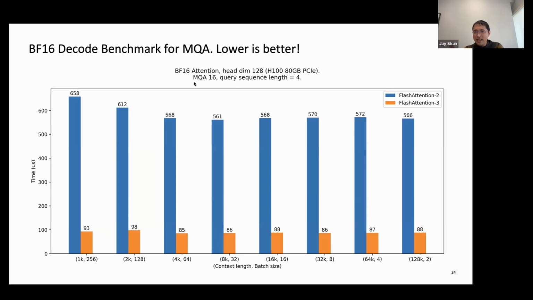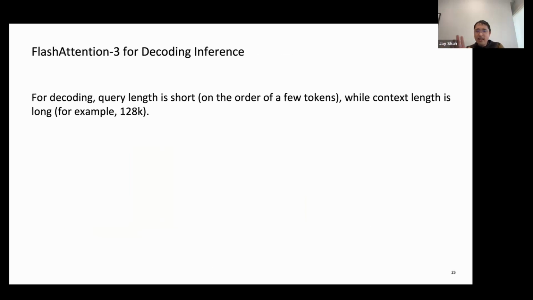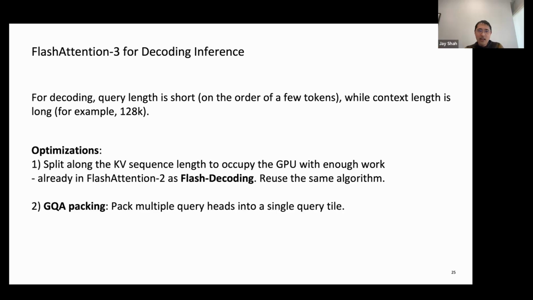So why is this? How could I find in the memory bound regime a huge improvement over FA2, which is a bit surprising because it's not really about WGMMA at that point. The idea here is that in this decoding setup, where query length is short, like a few tokens, and context length is long, we can do two optimizations. So first, just like in FA2, we can split along the KV sequence length to fully occupy the GPU.